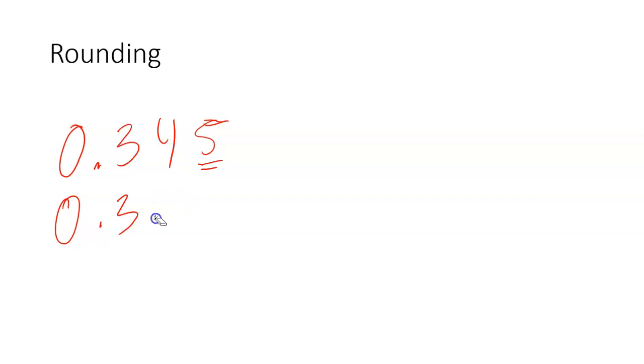Look, you can't go to 35 because the 5 is not an even number. You cannot go to 36 because 36 is not closer than 34, right? So you have to go to the closest even number.